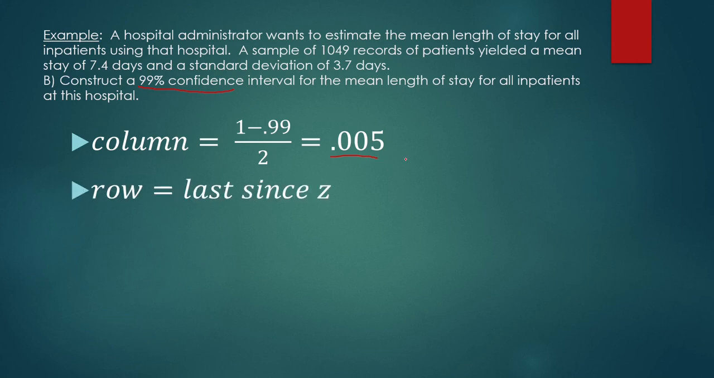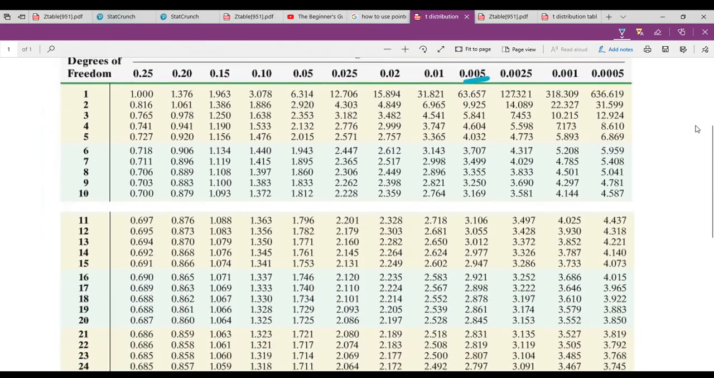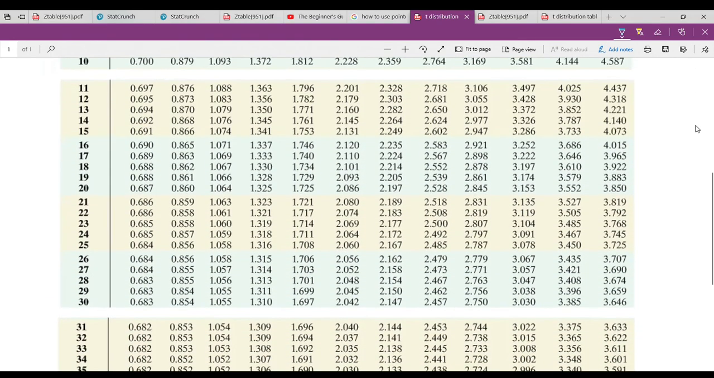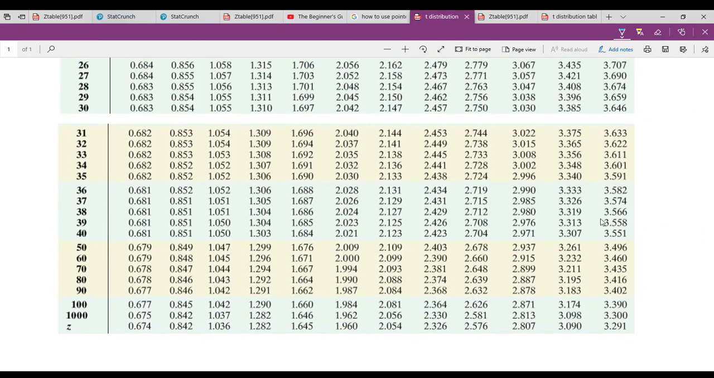The row is row z again, since the degrees of freedom is greater than 1,000. So the column 0.005, and we're going to go to the last row. And our z value is 2.576.